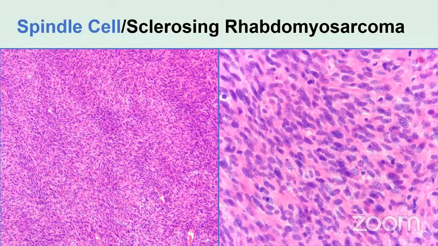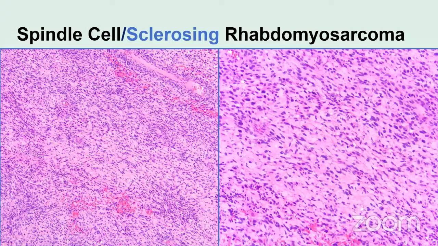It's characterized by short spindle cells arranged in variably sized intersecting fascicles with vague whirling. There is very focal, if any, rhabdomyoblastic differentiation. The sclerosing variant, as the name implies, has a more sclerotic and collagenous background. And usually tumors show a combination of both a sclerosing and spindle morphology. So it's not a pure tumor as such.